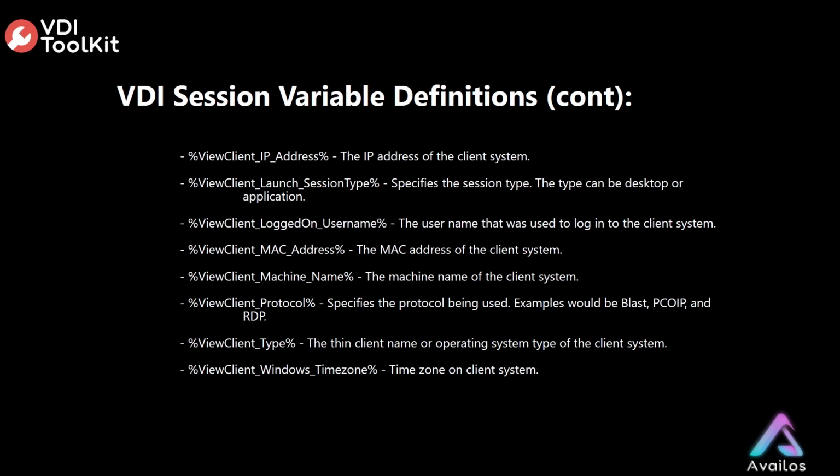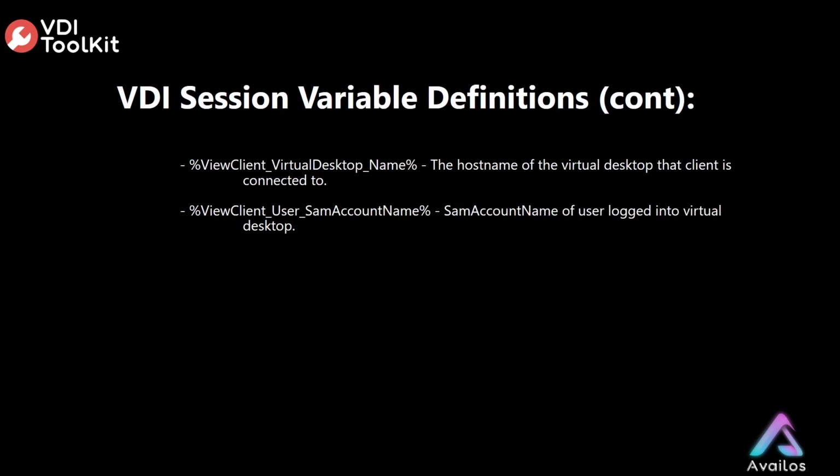We also have which protocol, so the view client protocol, that specifies which protocol is being used, like BLAST, PCOIP, or RDP. And we have view client type, and that's the thin client name or operating system of the client system. So if you're using a zero client, like a Teradici or something like that, you'd be able to see that there. We have view client Windows time zone, which is the time zone on the client system. And we also have the virtual desktop name, which is the host name of the virtual desktop they're connected to, and the user SAM account name, which is the SAM account name of the user logged into the virtual desktop.